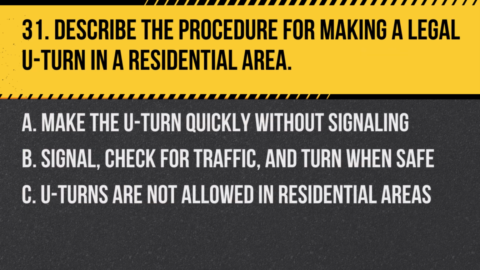Question 31. Describe the procedure for making a legal U-turn in a residential area. A. Make the U-turn quickly without signaling. B. Signal, check for traffic, and turn when safe. C. U-turns are not allowed in residential areas. Answer: B. Signal, check for traffic, and turn when safe. Ensure it's legal and safe before making a U-turn.